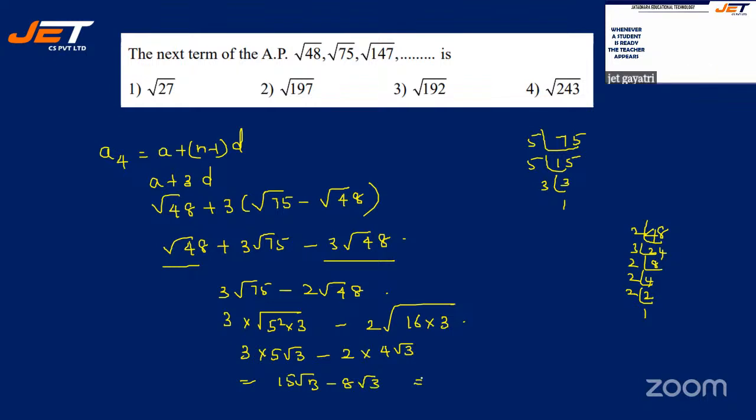7 root 3. So what happens when you bring it inside the root? Now we have all answers only in root. So if you bring 7 inside, you get 49 into 3. 9 3s are 27, 4 3s are 12, 13, 14. So you get the root of 147.